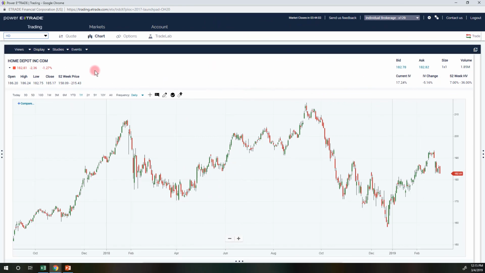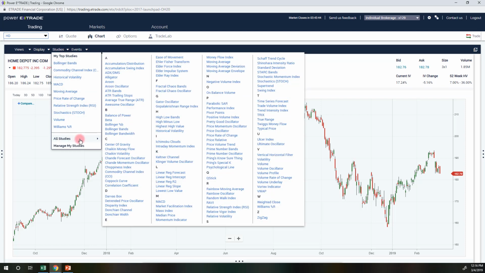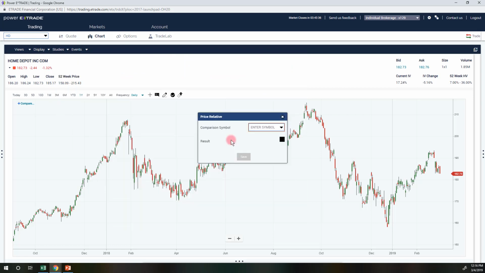So here's the E-Trade platform, and I've got Home Depot just happens to be up there at the top, so I'm going to leave it. This is the stock, sometimes what we would call the base stock. And we now want to pull up our price relative indicator. So in this platform, you're going to choose Studies, come down here to All Studies, and then we're going to look under the P's, and right down here is Price Relative. Choose that, and it's now going to ask for a comparison symbol.